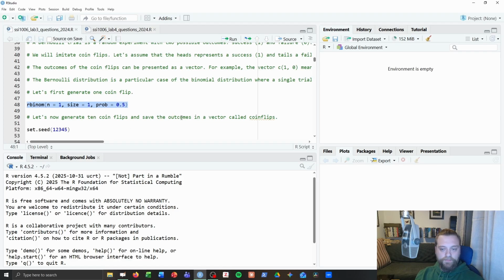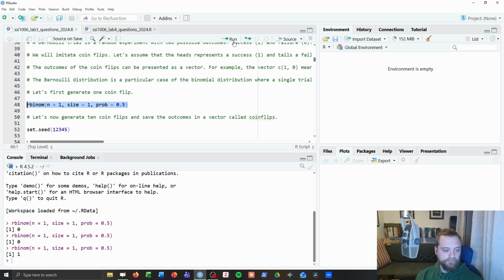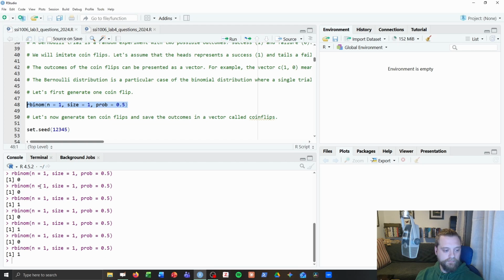Now, I'm just going to run this function a few times just so we can see what it does. So the outcome is going to come out down here in the console. And you can see this generates either 0s or 1s, and it does so at random. Although we'll talk about what random means in the context of this in a little bit.